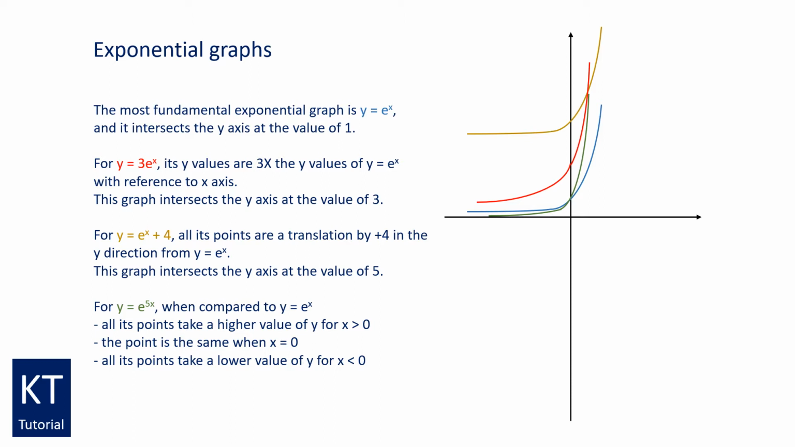As for the green graph, which takes on the equation y equals e to the power of 5x, when you compare this to the y equals e to the power of x graph, all of its points take a higher value of y for when x is larger than 0, but the point is exactly the same when x is equal to 0, and all of its points take a lower value of y for when x is less than 0.